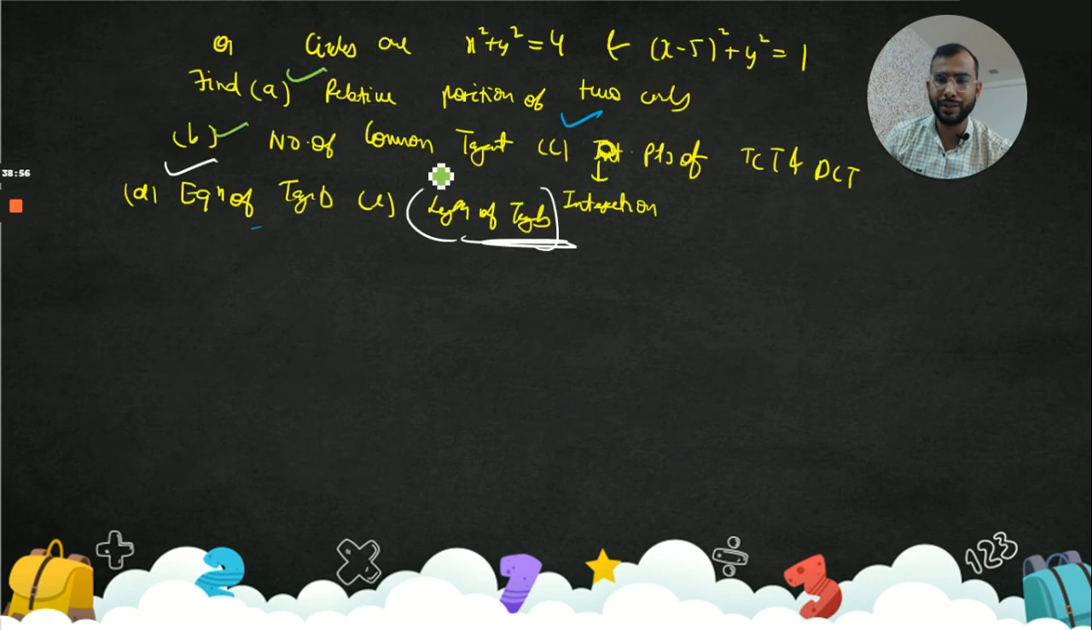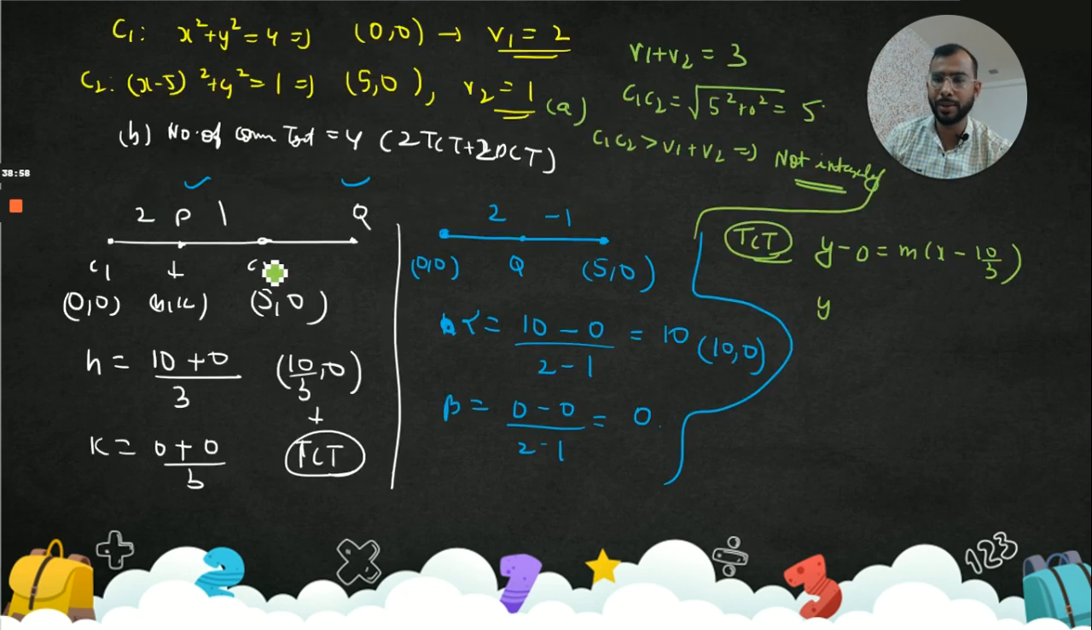Okay. So I guess this is clear with everyone. Let's quickly revise once what all we did in this. So first we will write radius r1, r2, c1, c2. c1 c2 is greater than r1 plus r2. So both are non-intersecting circles everyone.